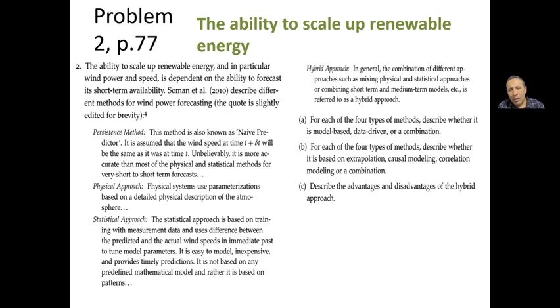So the problem is that for each of the four types of methods, we have to describe whether it is model-based, data-driven, or a combination, and for each of the four types of methods, describe whether it is based on extrapolation, causal modeling, correlation modeling, or a combination. And finally, describe the advantages and disadvantages of a hybrid approach. So that is what you are going to do now. You can take a break here at your computers and try to solve this quick problem.